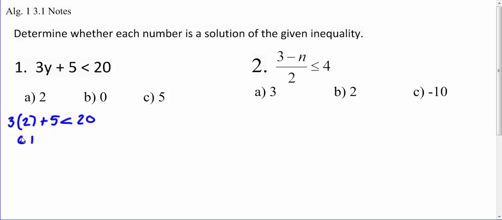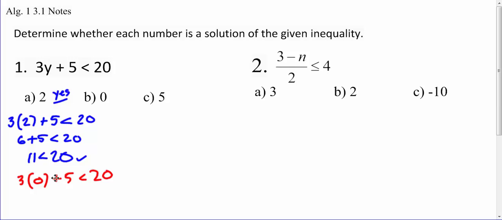That would be 6 plus 5 is less than 20. So 11 is less than 20. And we know that that's a true statement, so we would say for A that the answer is yes. Okay, for B, we're going to do the same thing, but this time we plug in 0 for y. 3 times 0 is, of course, 0. Plus 5 is 5. And we know that 5 is less than 20.